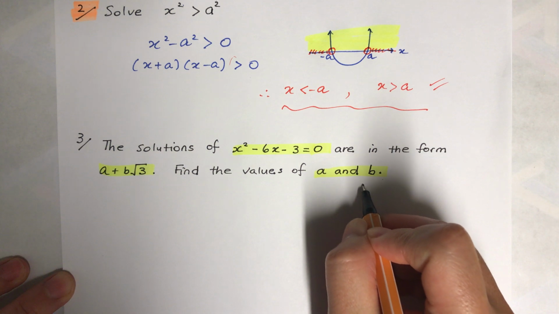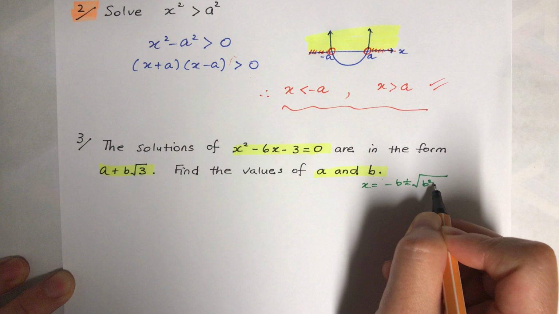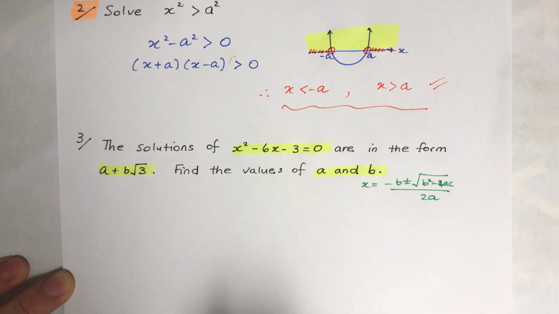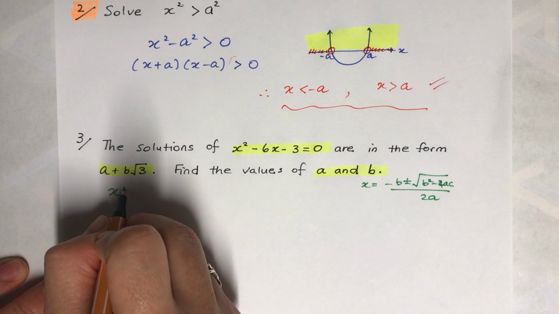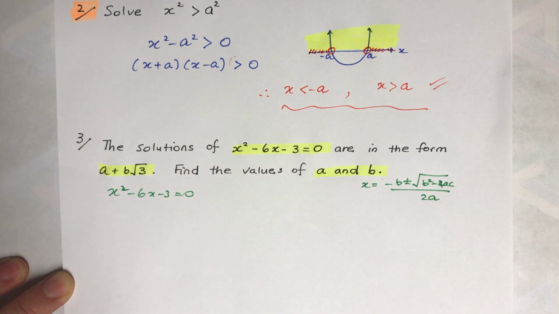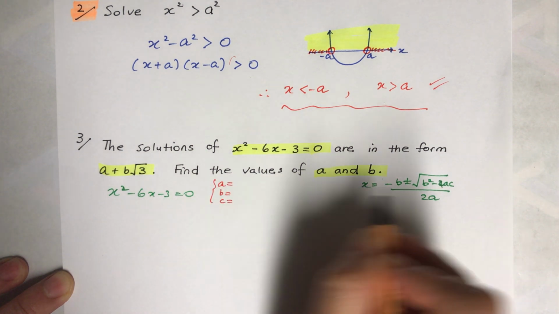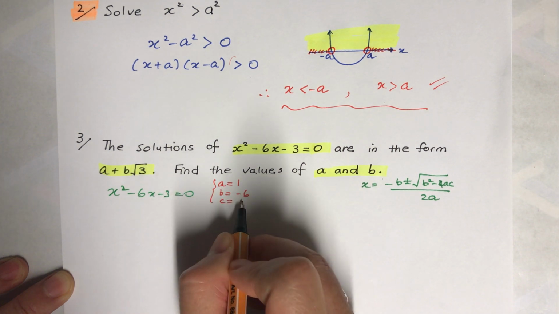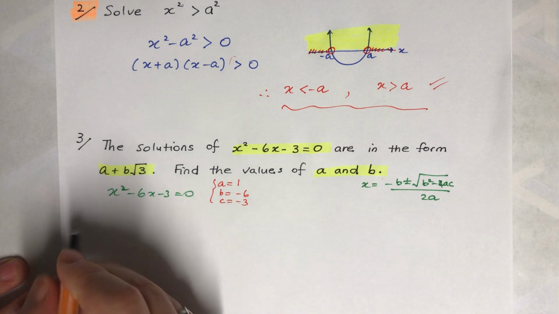So hopefully you remember the quadratic formula. I'll just write it down. 4ac over 2a. Okay, so let's do this one. So I'm going to write a, b, c so that I can put that into this formula. a is 1, b is minus 6, c is minus 3. Okay, so I'm going to put all that in.